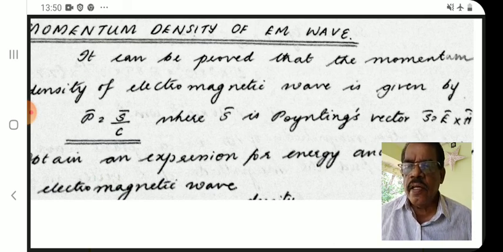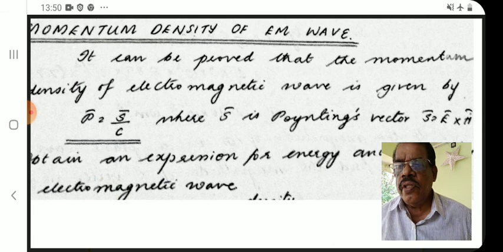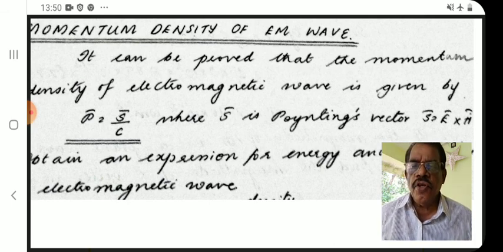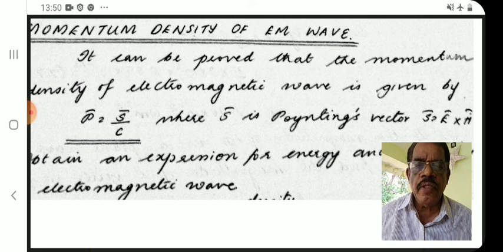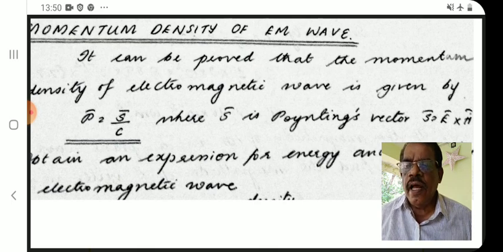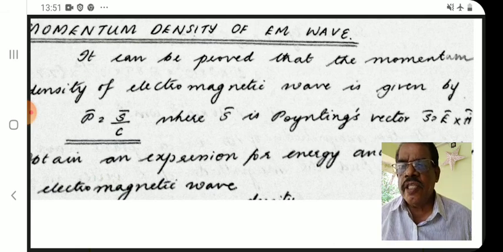Traveling in 1 second. So the momentum P can be proved to be equal to S by C, where S is the Poynting vector which is equal to E cross H. And that is the relation between momentum P and the energy density per unit volume, that is the Poynting vector. P is equal to S by C.